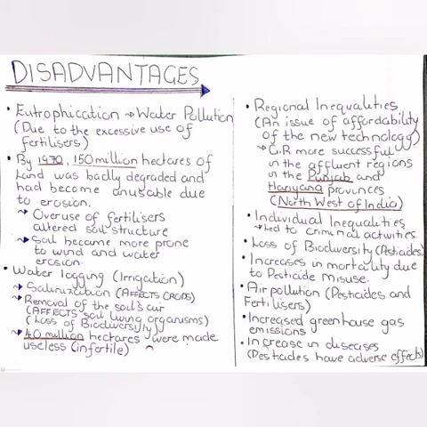We also had regional and individual inequalities. The overuse of pesticides also resulted in the loss of biodiversity. There was an increase in the number of deaths due to the misuse of pesticides. Air pollution also became more common due to the use of pesticides and fertilizers. There was an increase in greenhouse gas emissions, and this greatly contributes to the rate of global warming. And finally, there was an increase in diseases due to the use of pesticides.